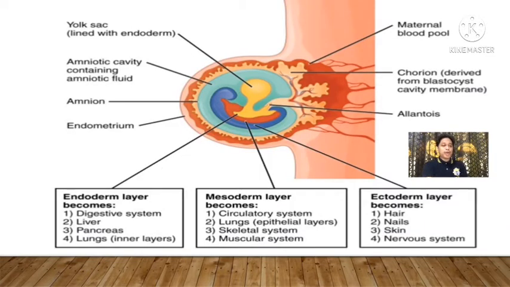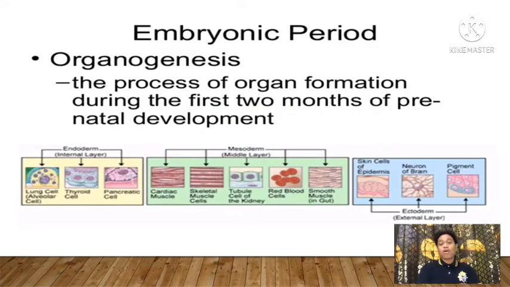So in this diagram or picture, we're now able to see the different layers of the embryo. So the first layer we have is the endoderm layer. So now it becomes the digestive system, the liver, the pancreas, and the lungs for the inner layer. And the second layer, we have the mesoderm layer. It becomes the circulatory system, the lungs, the skeletal system, and the muscular system. And also, the last layer is what we call the ectoderm layer, which becomes the hair, the nails, the skin, and the nervous system.